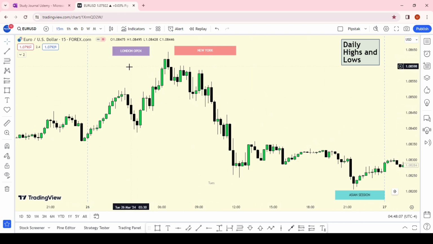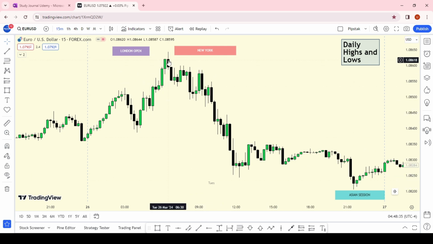The first thing you want to annotate is the kill zones. So make sure that you are annotating the London Open, the New York Open, just like the way we saw, and then the Asian session. Annotate all these kill zones, the London Open, New York Open, and the Asian session. The most important part that you want to focus on is essentially where is the highest high of that day and where is the lowest low.